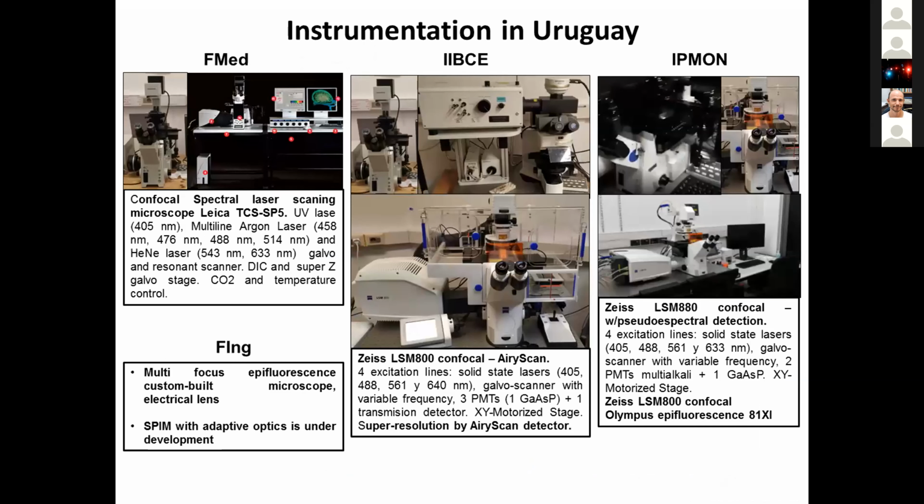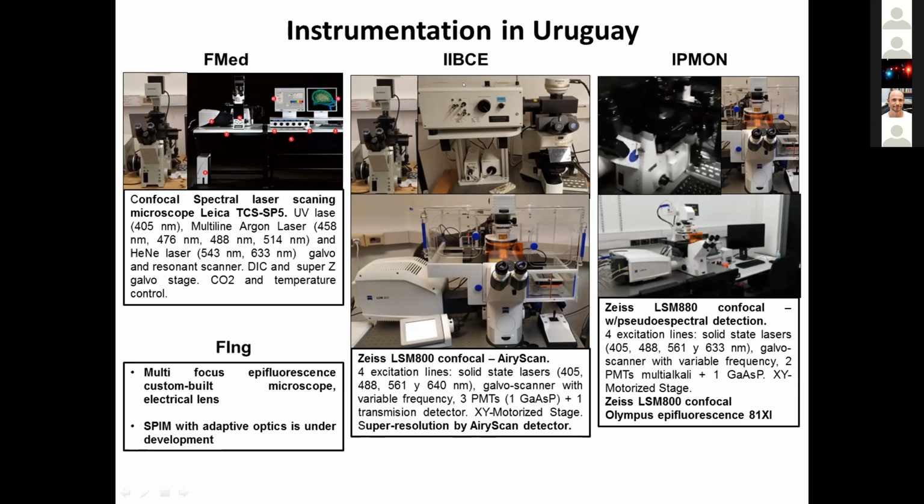So finally, I would like to comment on the instrumentation that we have here in Uruguay, and in particular at the Institut Pasteur, as well as the Hospital de Clínicas, where I am located. Well, in Uruguay, we have several confocal microscopes. For example, in the School of Medicine, they have the SP5. This is a spectral microscope with several excitation lines. It has a resonant scanner and a galvo scanner. This enables working with CO2, temperature, and many other add-ons that they included over time. They also have fluorescence capabilities.